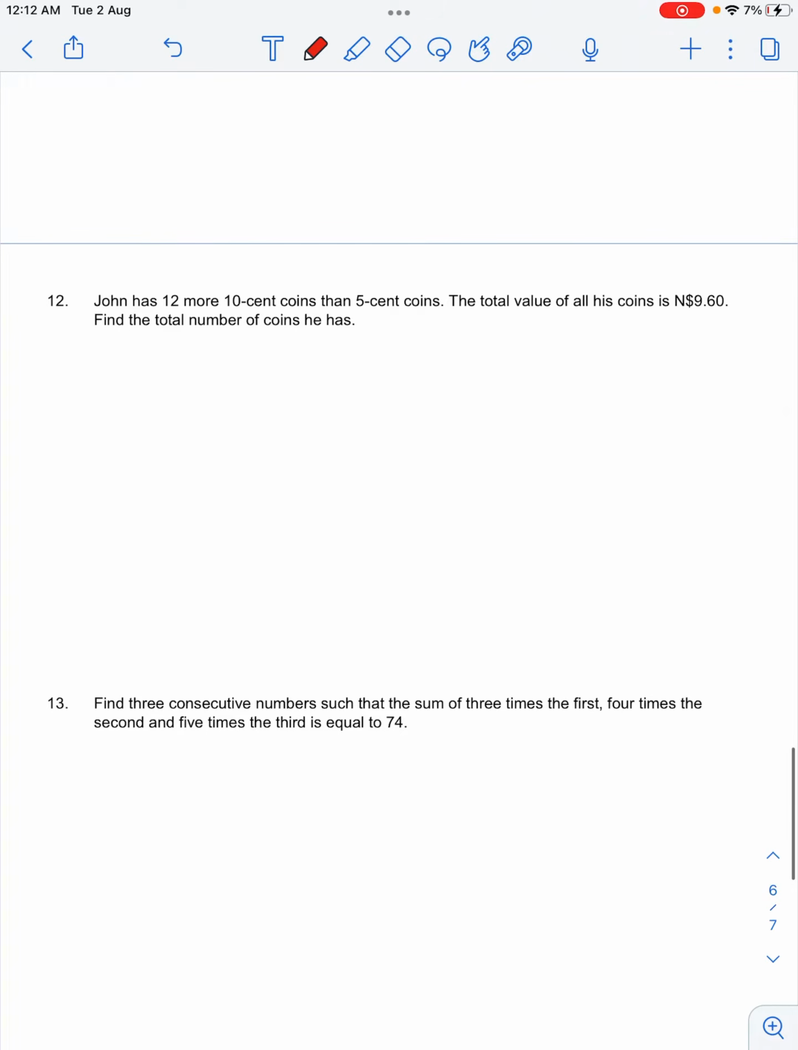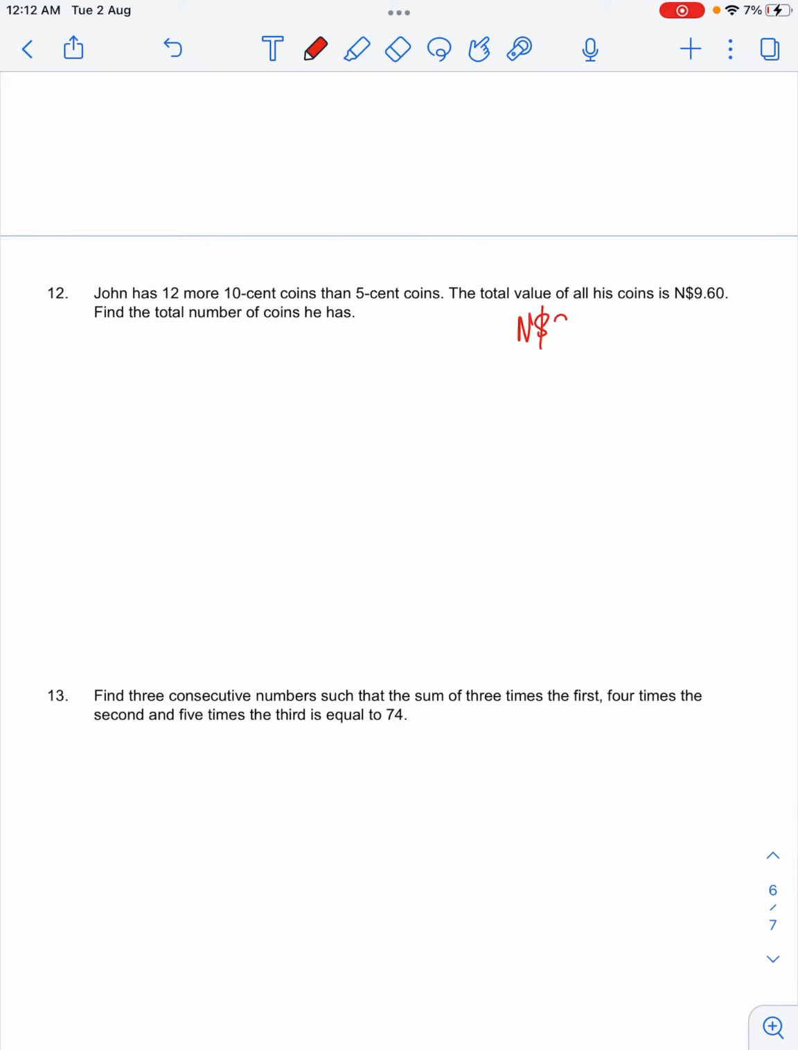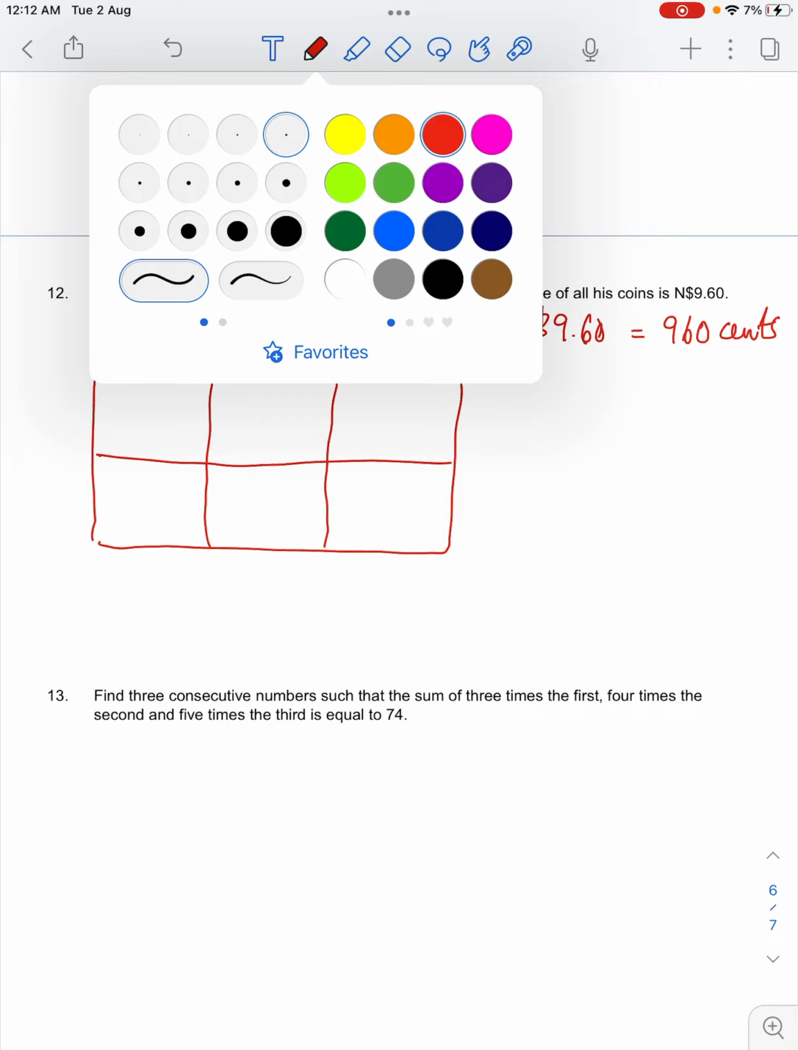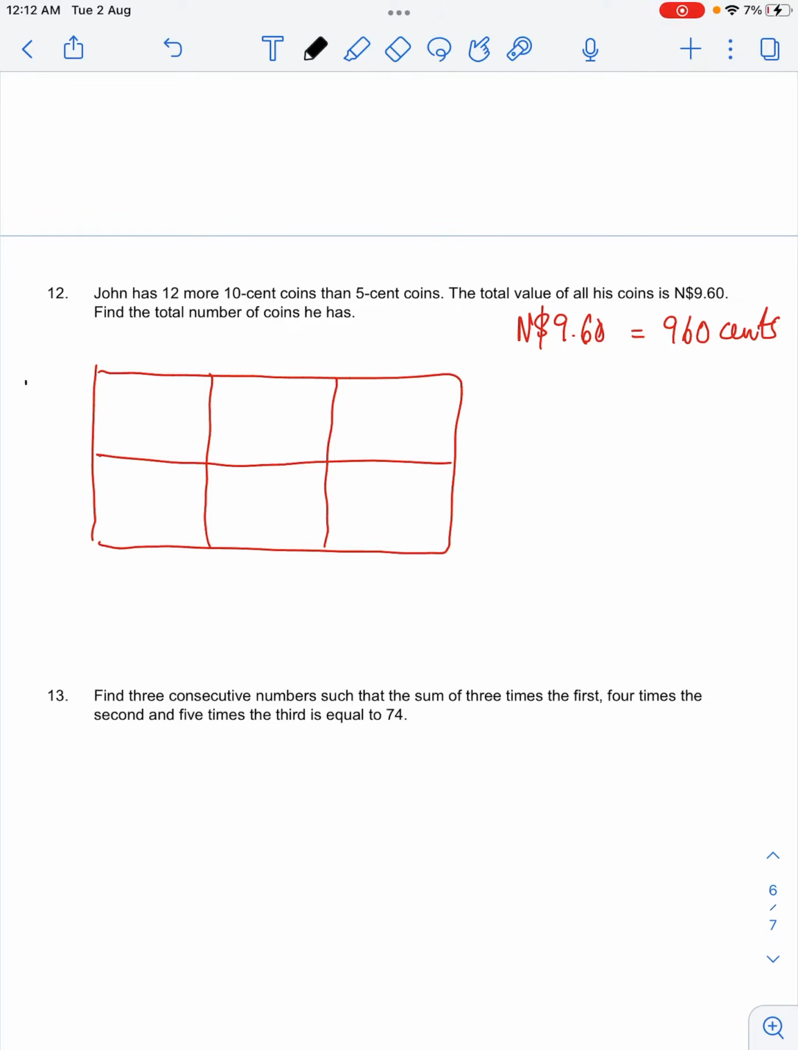Okay, so again we have another question on coins. So first I'm going to say, well, $9.60 is nothing but 960 cents. We've got 10-cent and 5-cent coins, so I'm going to have my table here, and my 3 columns. So what do we know? We have 10-cent, then we have 5-cent coins. So this is the number of coins multiplied by the value of each coin. Then this is going to be the total value. Okay, so this is the 10-cent and this is the 5-cent.